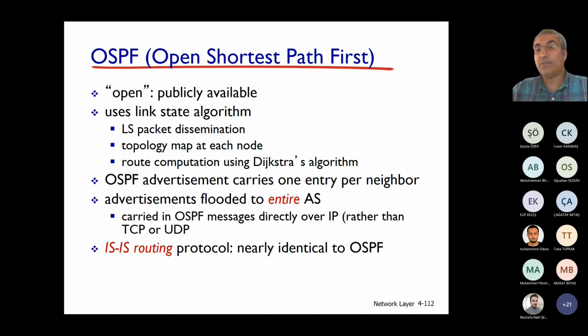OSPF advertisement messages carry one entry per neighbor, and the advertisement is flooded to the entire AS. This is carried in OSPF messages directly over IP, rather than using TCP or UDP. It's put on top of the IP. There's another one called the IS-IS routing protocol. It's very close, very identical to OSPF.